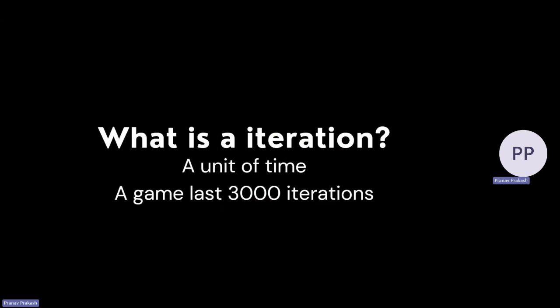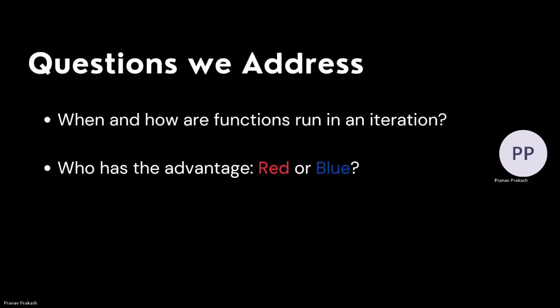So what is an iteration? To put it simply, an iteration is a unit of time. You would know that a game lasts 3000 iterations, so it helps measure the progress in the game. What exactly happens in an iteration, we will be covering with the help of an example. Other than this question, we will also be answering when and how functions are run in an iteration, and whether either of the two teams, red or blue, has an advantage in the game.